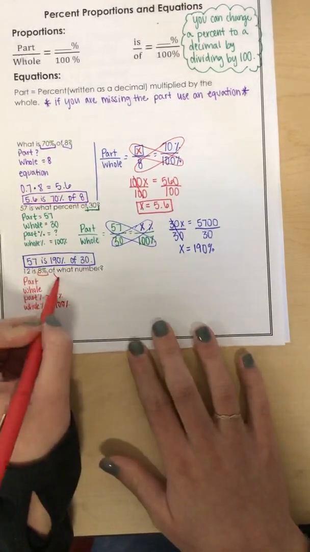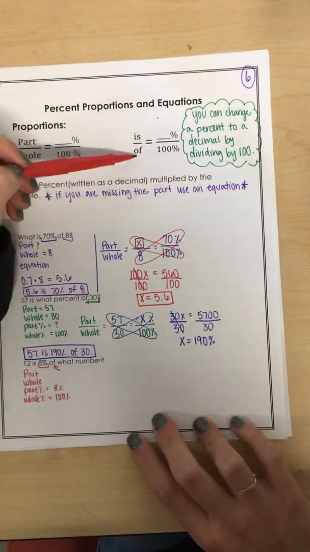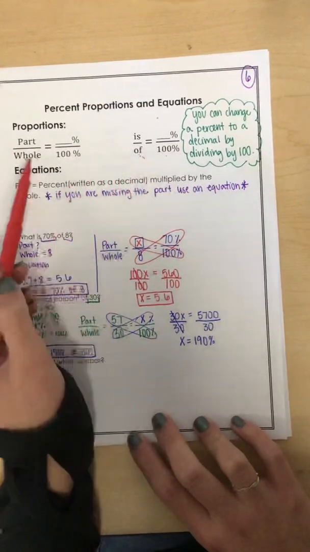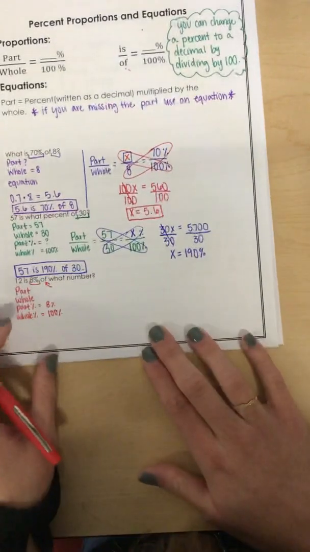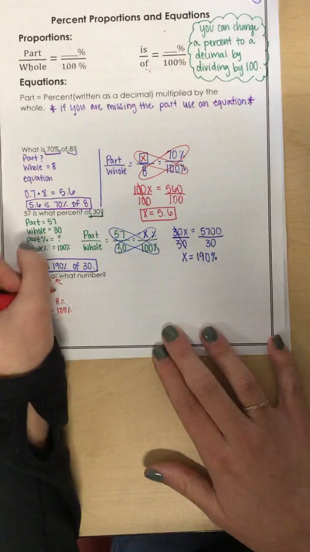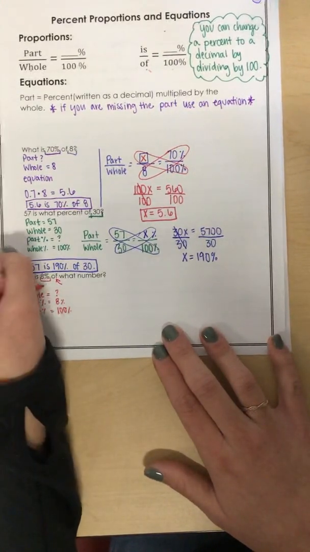So again, if you remember the word of, that is equal to the whole thing. So whole of 100%, all of those things belong in the denominator. So in this situation, we're missing the whole. That's what we don't know. That's our mystery. And then the part it gives us is 12.